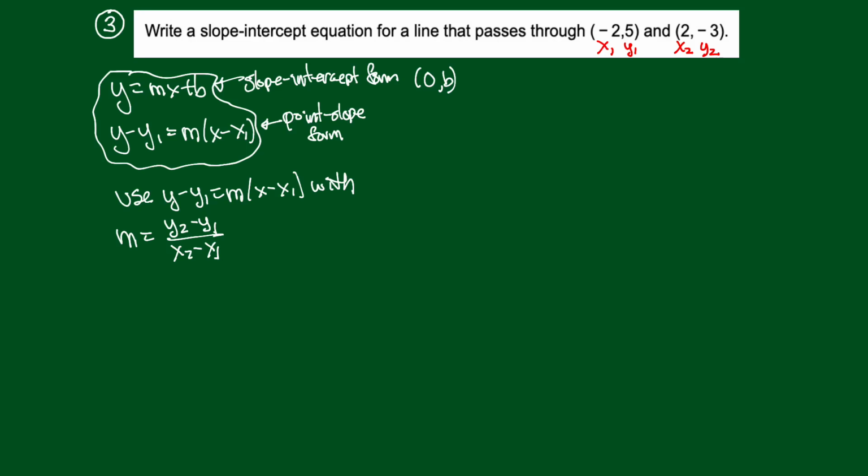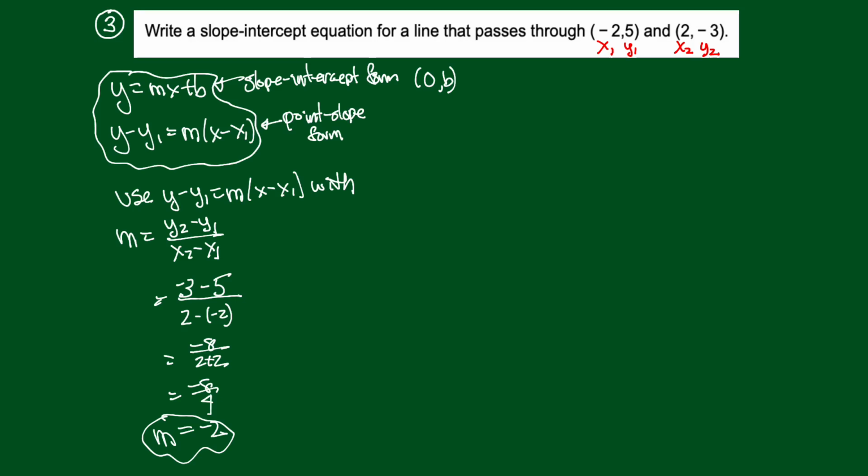So let's substitute these values in. So we are going to get, you know what, I'll do it down below. It's the second y minus the first y. So the second y is negative 3 minus the first y, which is 5, over the second x, which is 2, minus the first x, which is negative 2. So it's 2 minus negative 2. So we're going to get negative 8 over 2 plus 2. So we'll get negative 8 over 4. So it turns out the slope here is negative 2.